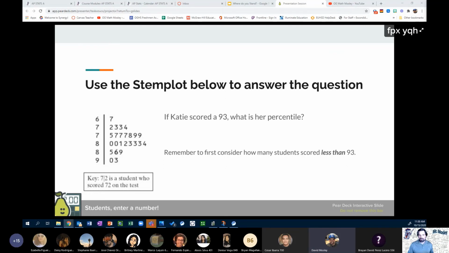Let's try one more. So in this next example, 2 students scored 80. What percentile are they? Once again, remember to first consider how many students scored less than 80. Not 80 or less, only less than 80.